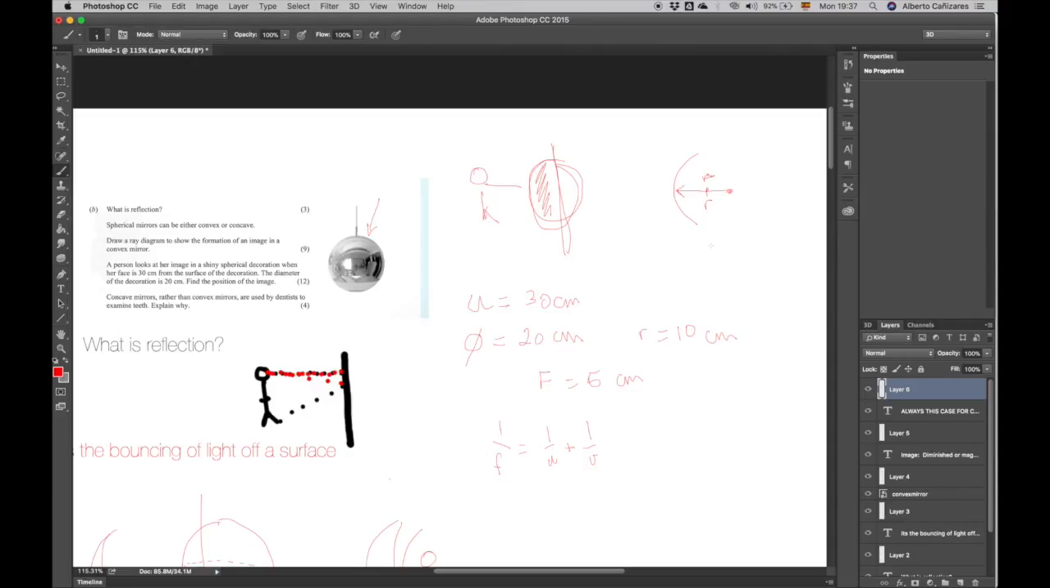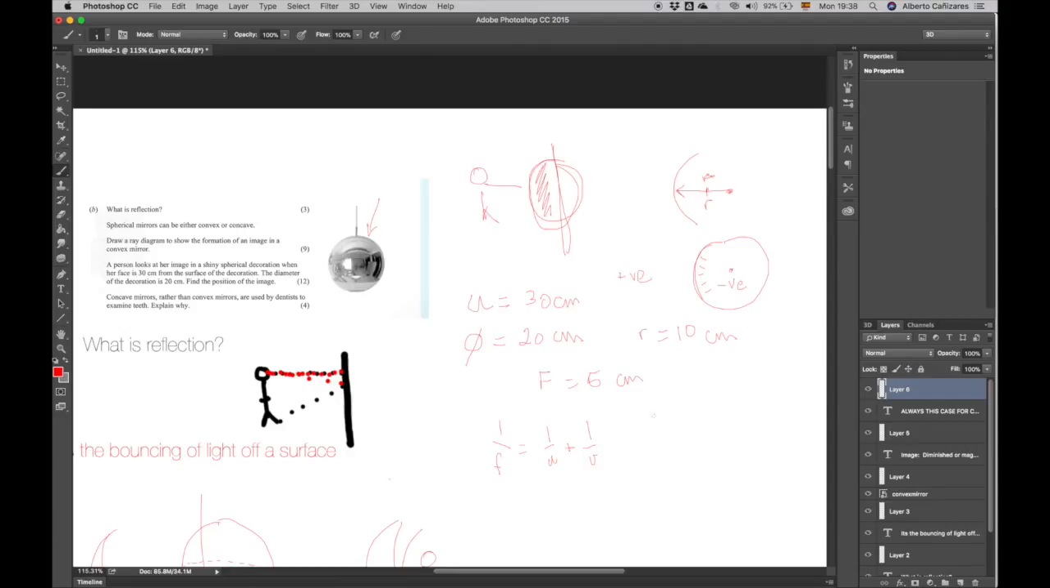If the object is, let's say the mirror is a sphere, if the object is inside the sphere, it's negative. If the object is outside the sphere, it's positive. And that's the sign convention we've picked, and it works fine, so stick to it, don't change it.